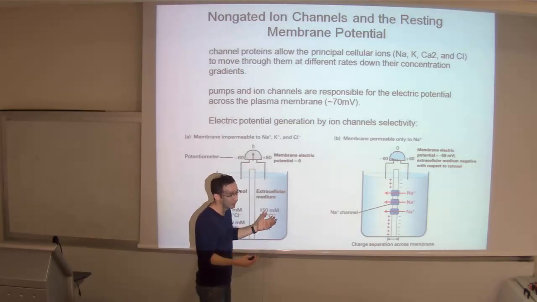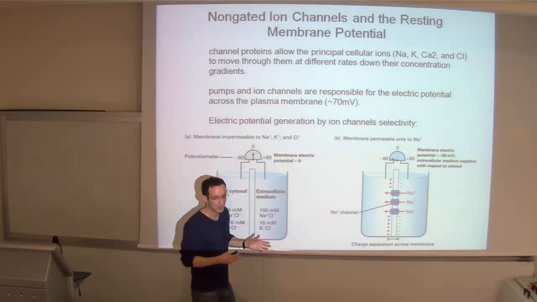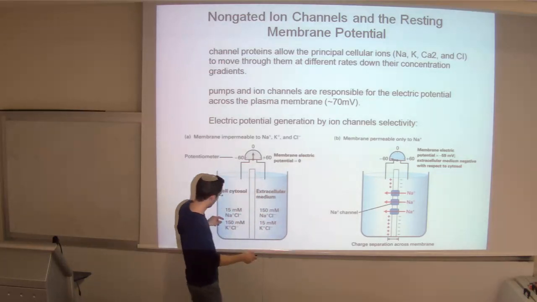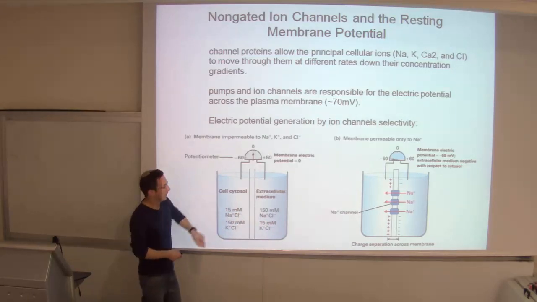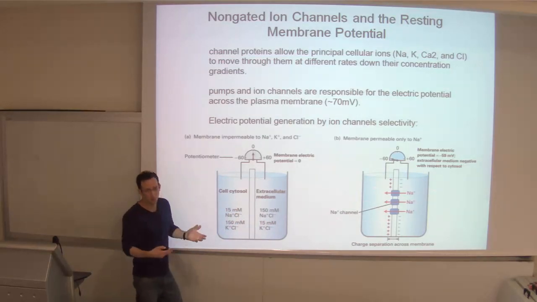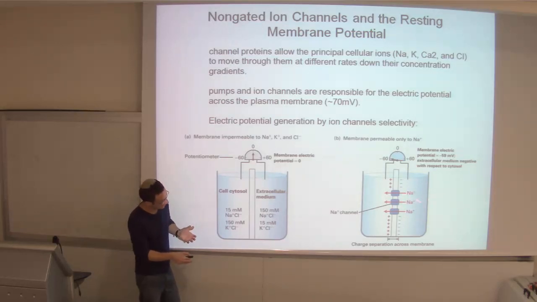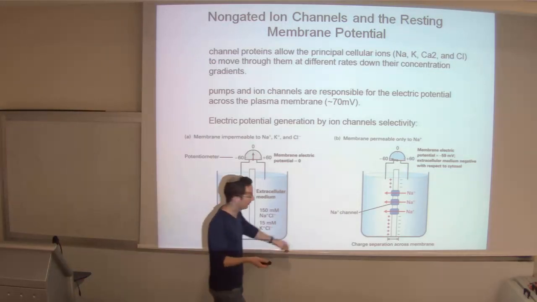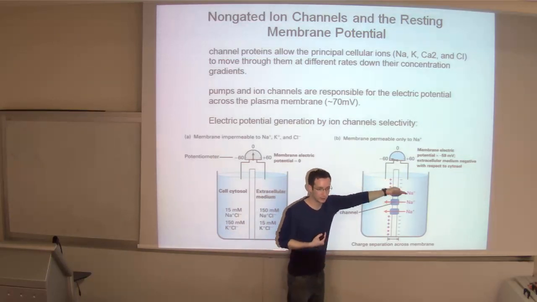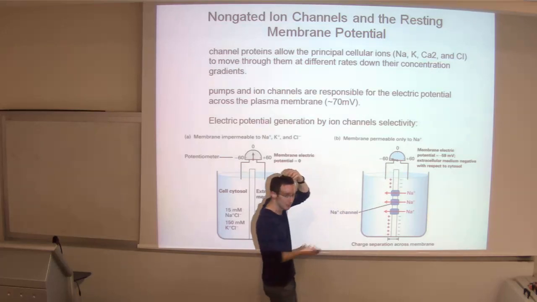What would happen if the same amount of passive holes for sodium were open also for potassium, with the same rate of transport, with the same characteristics? Potassium would also flow from here to there, and the net charge would be zero. Again, you would have no electric potential. So you have to have differential transport between ions with the same sign. Or in other words, if this channel were not selective for sodium and transported potassium and sodium in the same manner, the same thing would happen.